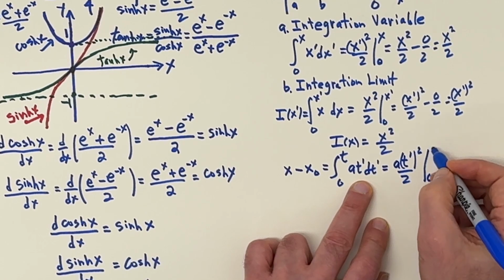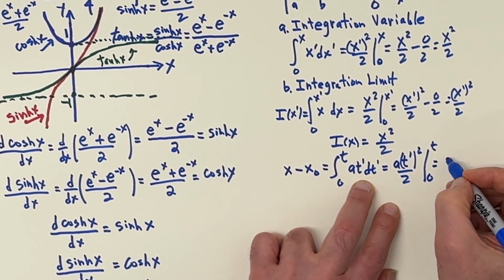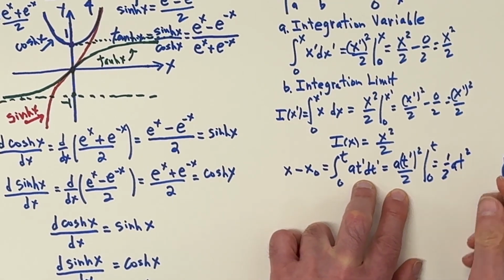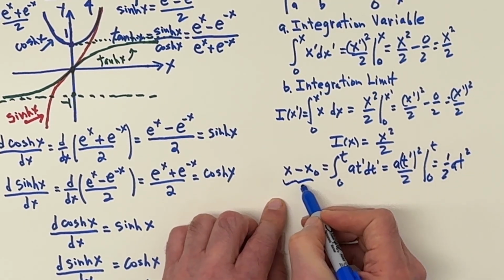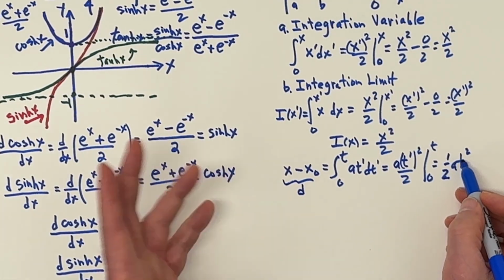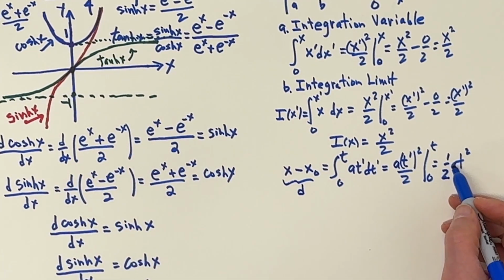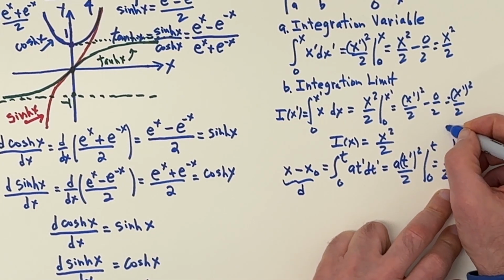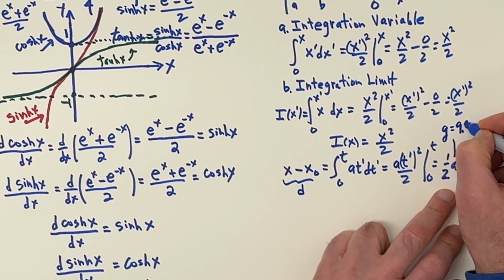You evaluate from 0 to t, and you would get then 1/2 at squared, because at the lower limit you get 0. And this is the famous formula that the distance is equal to 1/2 times the acceleration times time squared. Like if you drop a ball, for example, near the surface of the Earth where the acceleration is constant, often they just say that's g and put down 9.8 meters per second.